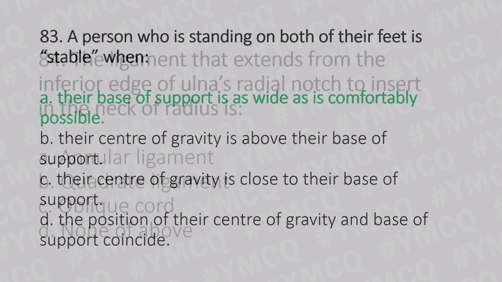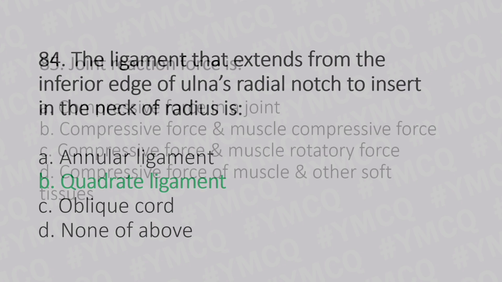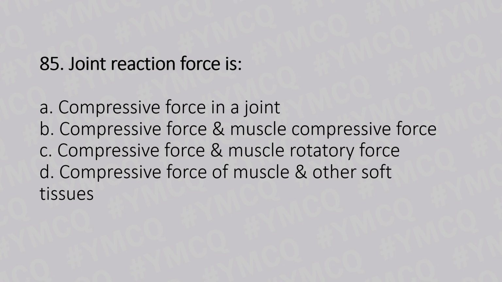Moving to our 84th question. The ligament that extends from the inferior edge of the ulnar radial notch to insert into the neck of radius is: option A, annular ligament; option B, quadrate ligament; option C, oblique cord; option D, none of the above. And the answer is option B, quadrate ligament.